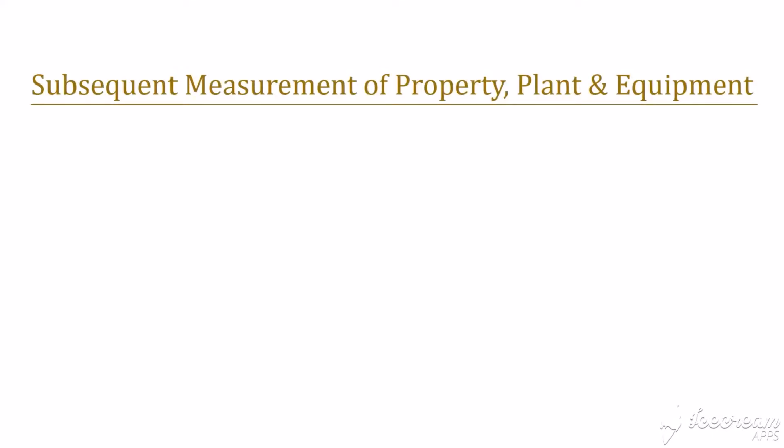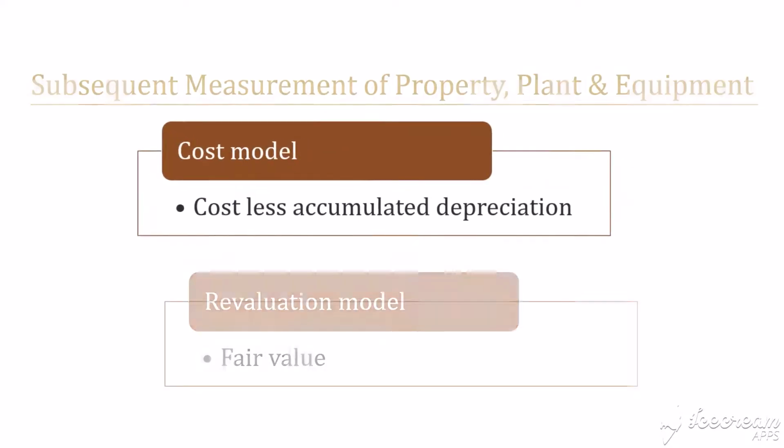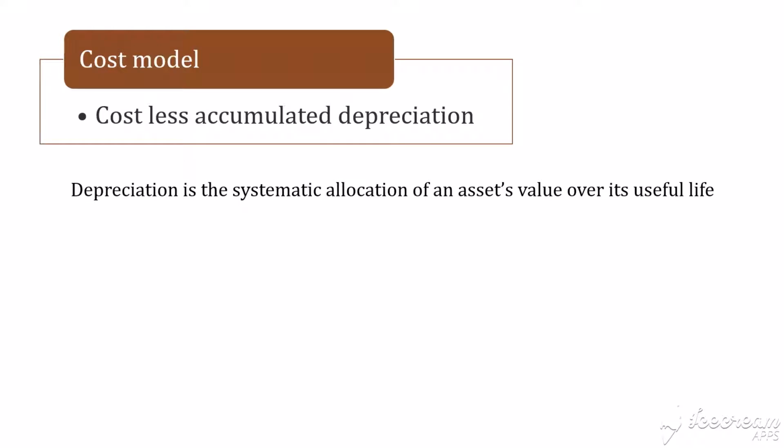After the entity has acquired the non-current asset, it will measure the value of the non-current asset using either the cost model or the revaluation model. The cost model measures the property, plant, and equipment at cost less accumulated depreciation. We have gone through the measurement of initial cost earlier on, so the term foreign to you is probably accumulated depreciation. Depreciation is the systematic allocation of an asset's value over its useful life.